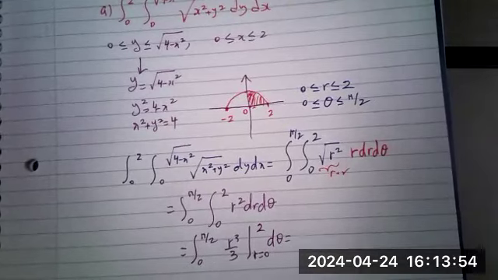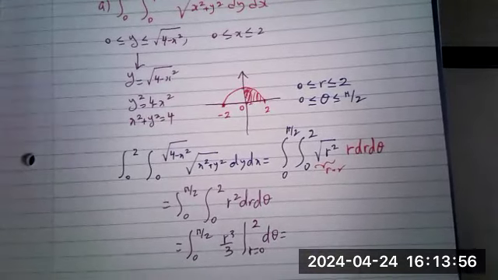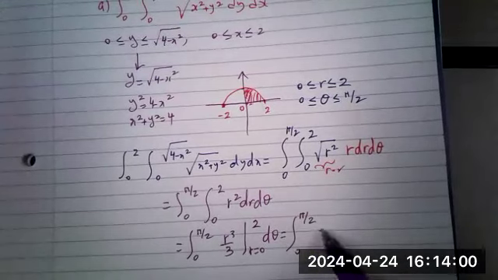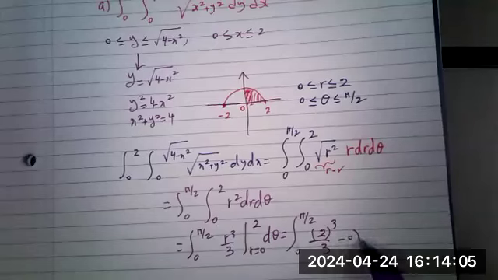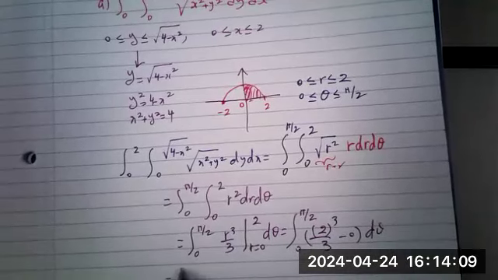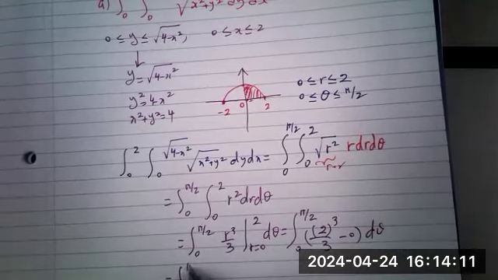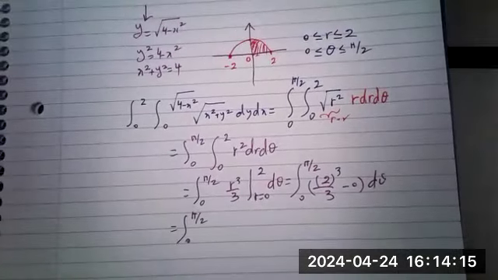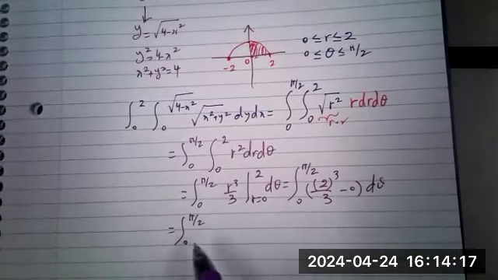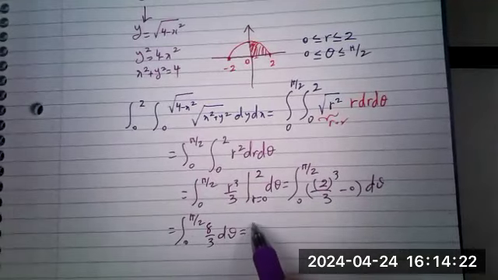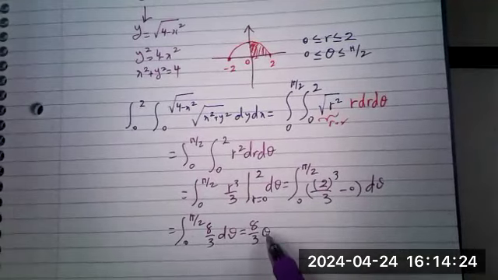We substitute: 2 cubed would be 8. So we substitute, 0 to pi/2, 2 cubed over 3 minus 0, d theta. 2 cubed would be 8. So it's going to be 0 to pi/2. We're integrating 0 to pi/2, 8/3 d theta. So it's going to be 8/3 theta.